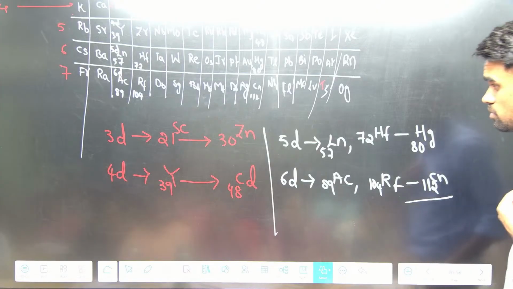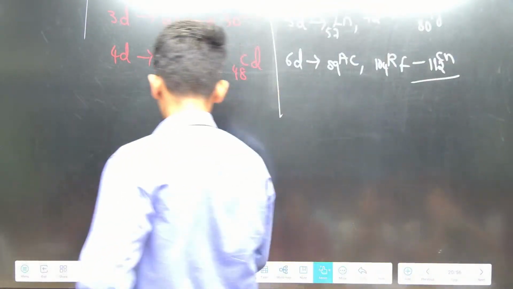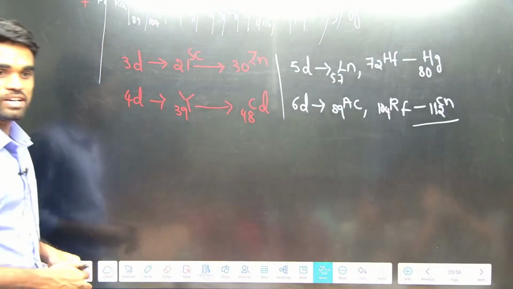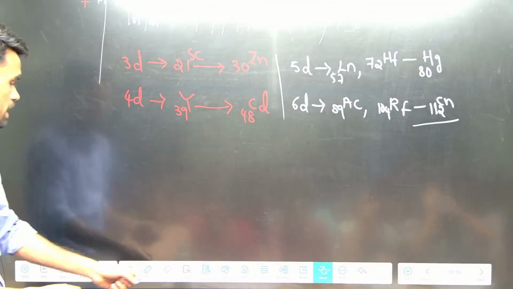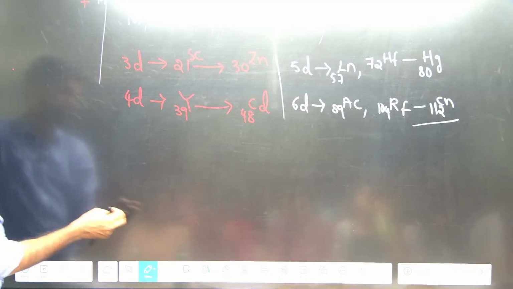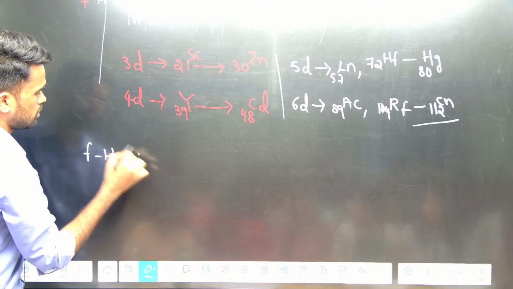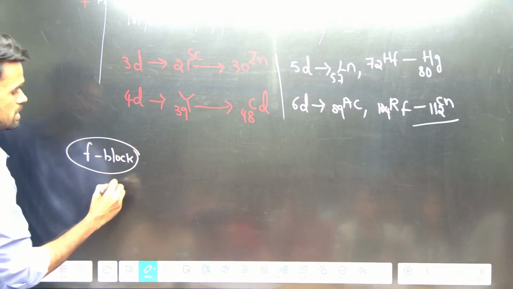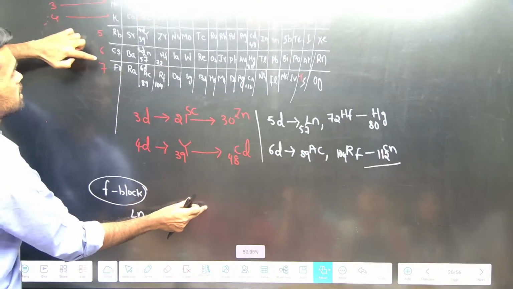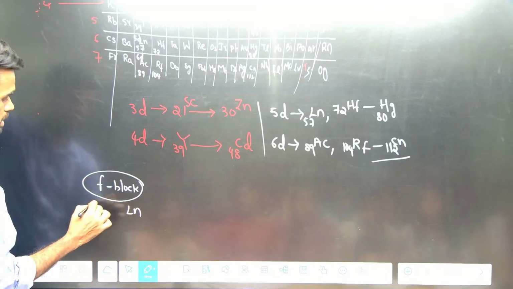Next, what are the elements we have? F block. We haven't written the F block yet, so let's try it once. So F block starts from where? F block elements. So these are lanthanides. Lanthanides, which period is it? Lanthanides, 6th period.